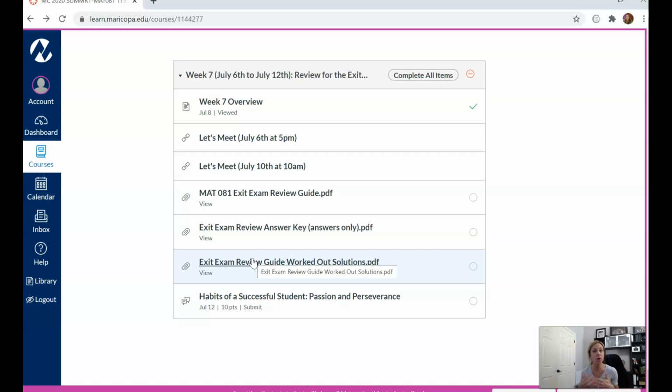Again, think about all those study skills and test taking strategies we've listed in the discussion board that you guys have shared. Maybe keep the worked out solutions one for a last resort. Quiz yourself using the review guide, see how many answers you can get correct, and only go to the worked out solutions if you're really, really stuck, because you want to make sure you know how to do these problems on your own without looking at the solutions as a crutch. But you do have them all available to you.